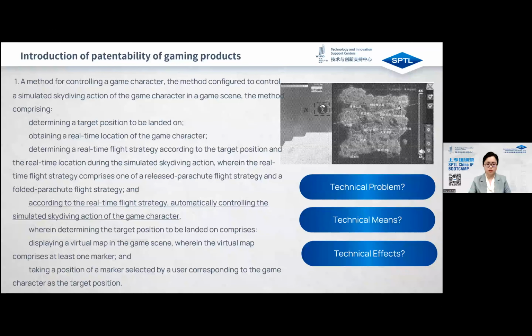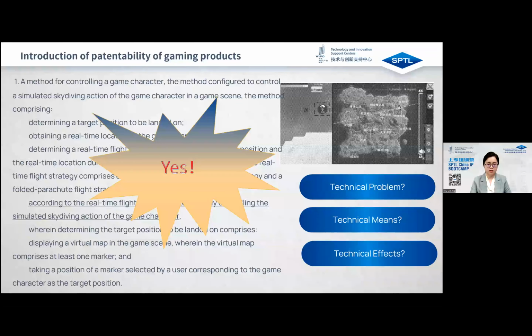Furthermore, the solution in Claim 1 is provided to solve the difficulty for players to move the character from point A to point B, achieving the technical effect of reducing the need for manual operation by the user, having a high degree of automation, and improving the convenience of the game. So yes, this solution is a technical solution, and can be protected by patent.